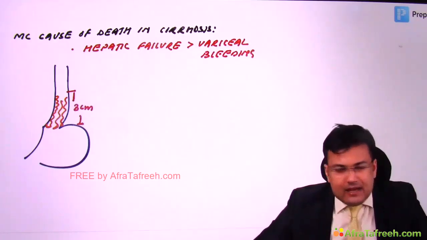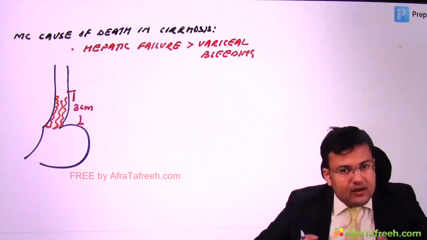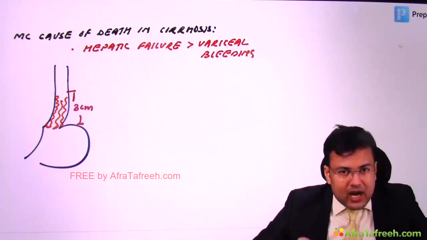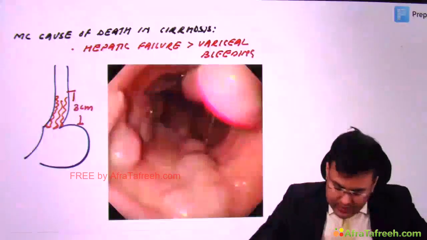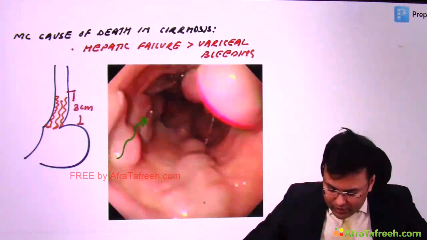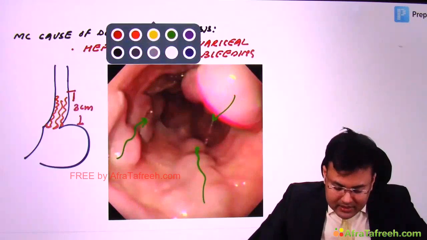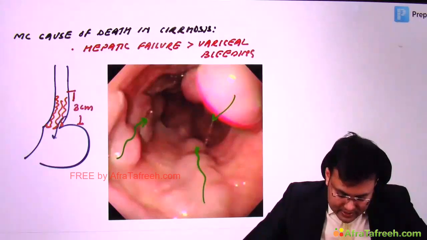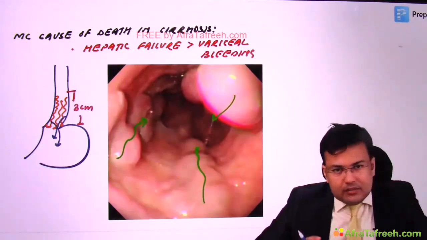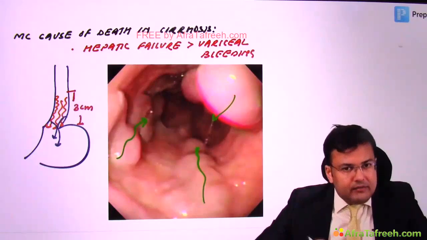What are varices? Varices are nothing but venous collaterals. How do they look on endoscopy? Now see, this is how it looks on endoscopy, right? Whenever the bleeding starts, it generally occurs from the lower 3 centimeter. Is it arterial or venous? It's venous bleeding.